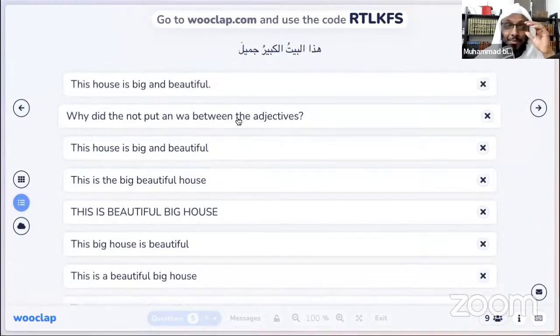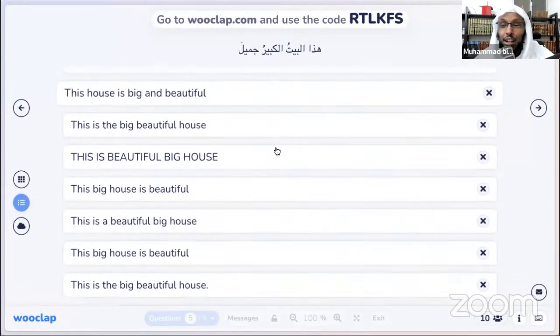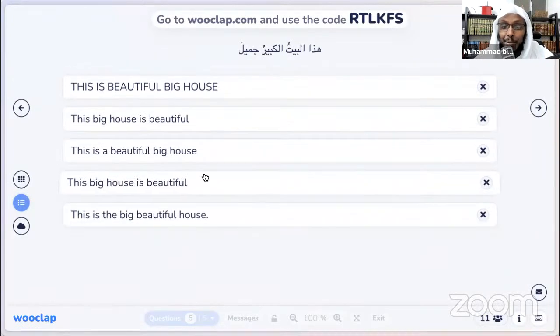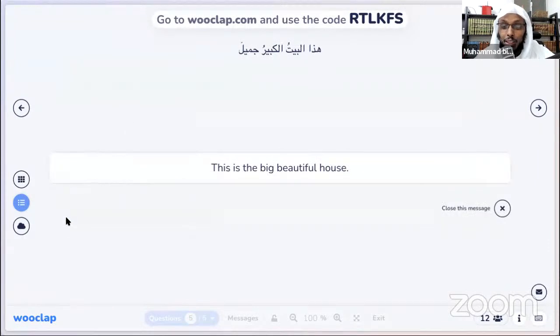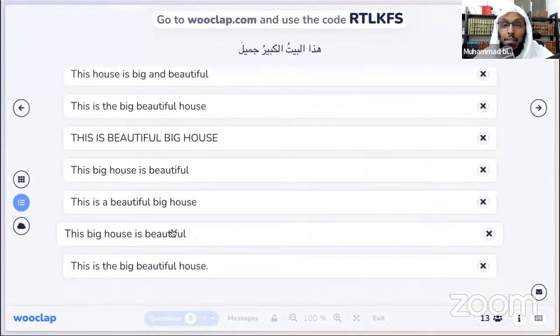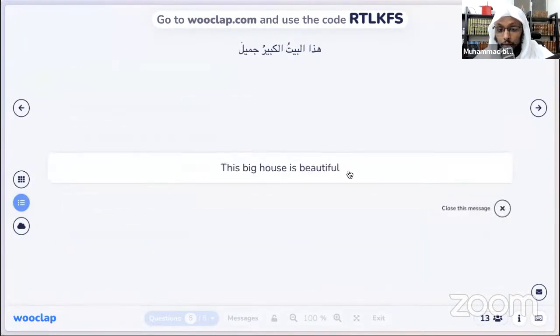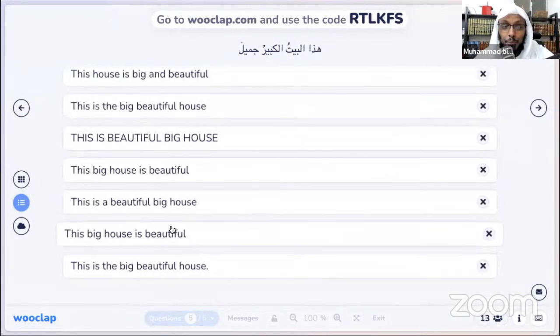Wow, amazing. Okay. And I'm going to show you now the importance of grammar. Here we have a lot of different sentences. Let me copy a few of them. This is the big, beautiful house. That's one sentence. Fair enough. Then this house is beautiful. That's another one. Then we have, this is a beautiful big house.